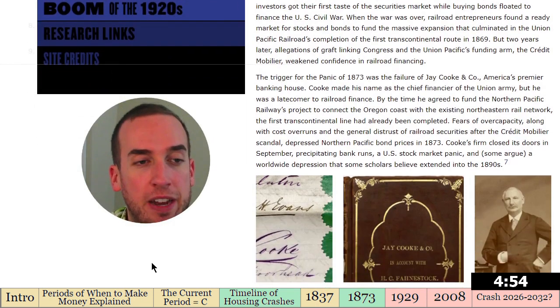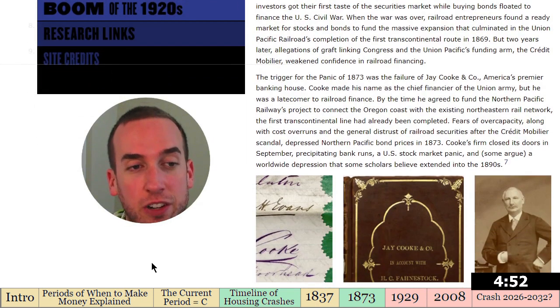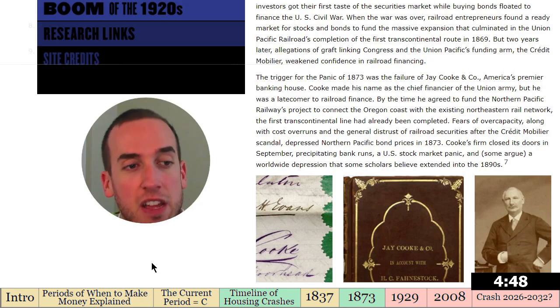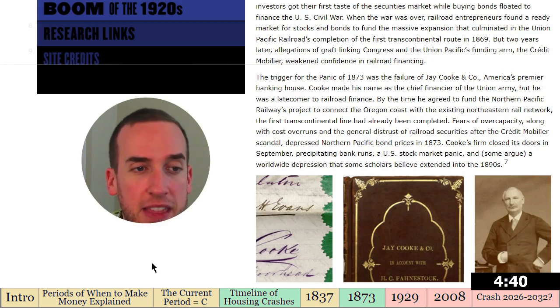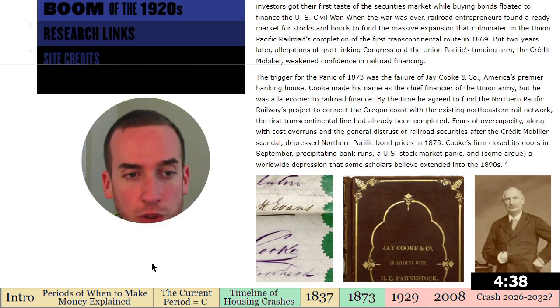The trigger for the Panic of 1873 was the failure of Jay Cooke and Company, America's premier banking house. Cooke made his name as the chief financier of the Union Army, but he was a latecomer to railroad finance. By the time he agreed to fund the Northern Pacific Railway's project to connect the Oregon coast with the existing Northeastern rail network, the first transcontinental line had already been completed.